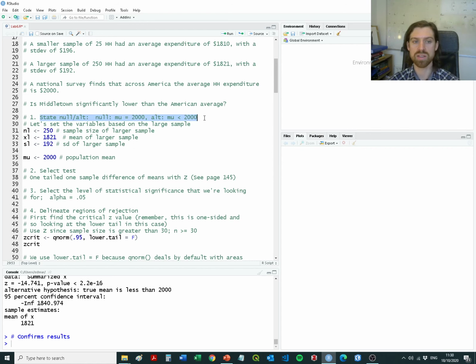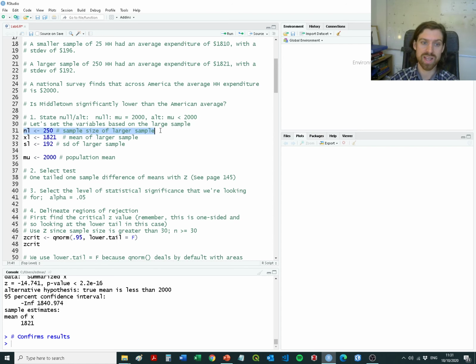So firstly, let's state the null hypothesis. Well, the null hypothesis is that Middletown is not significantly different from the national average. So basically, the mean for the sample is essentially the same as the mean for the total population. The alternative hypothesis is that the mean for the sample is below the American average. Okay, and obviously these are complementary, so it can only be one of these two outcomes, and the test that we're going to carry out will either reject the null hypothesis or will not find enough evidence to reject the null hypothesis.